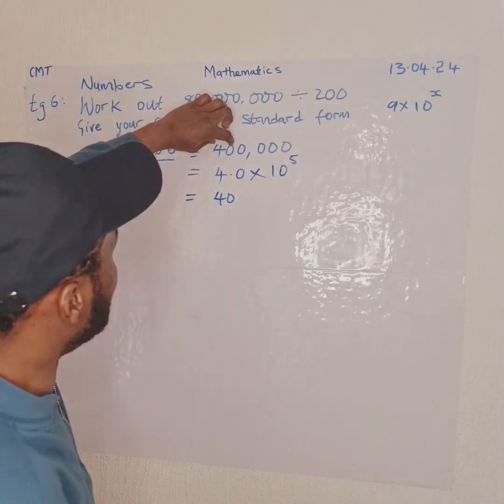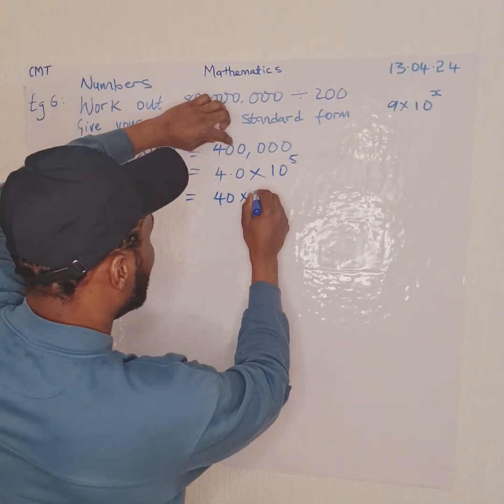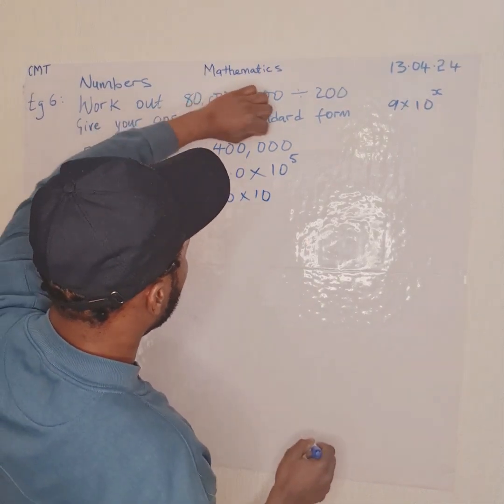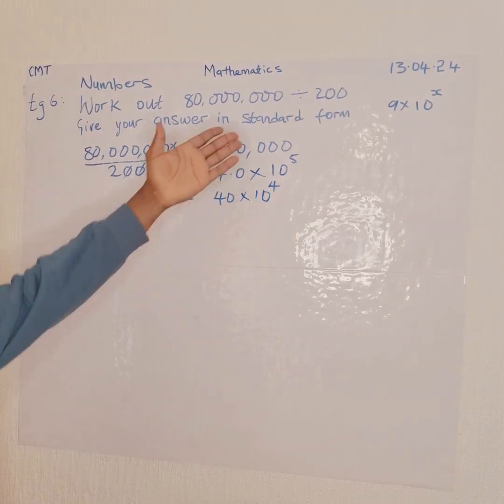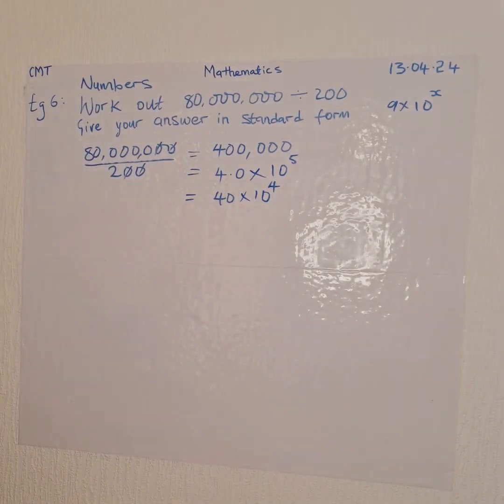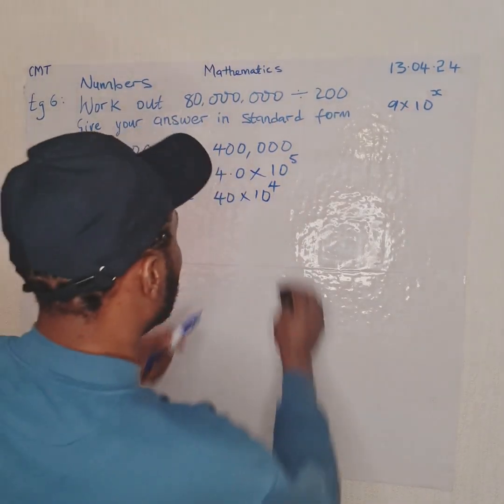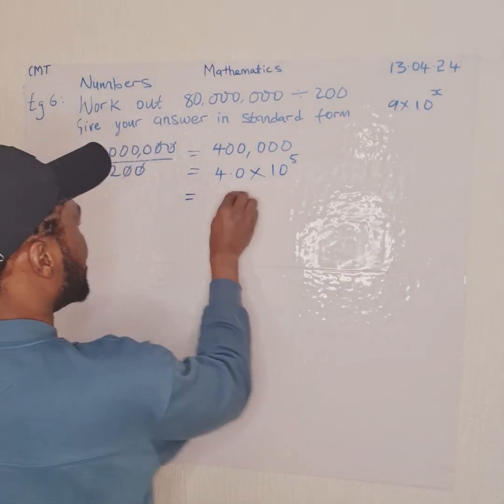Someone else may decide to put it in this form: 40 multiplied by 10. So how many zeros are left? 4. It's the same thing. But the important thing is you understand how to put numbers in standard form.